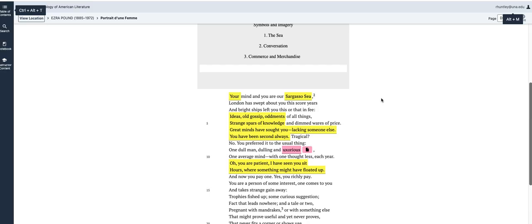And this also gets into our second major theme of conversation, right? So 2 and 3, conversation and commerce and an exchange of something one way or another really comes into play here, right? What's the exchange? Well, the exchange is ideas and knowledge, right? Great minds have sought you, lacking someone else. That's an important part. You have been second always. Then we have a question. Tragical, right? Is it the tragic that this woman, which by the end I suppose we could put in quotes, is always the second hand in conversation, right?